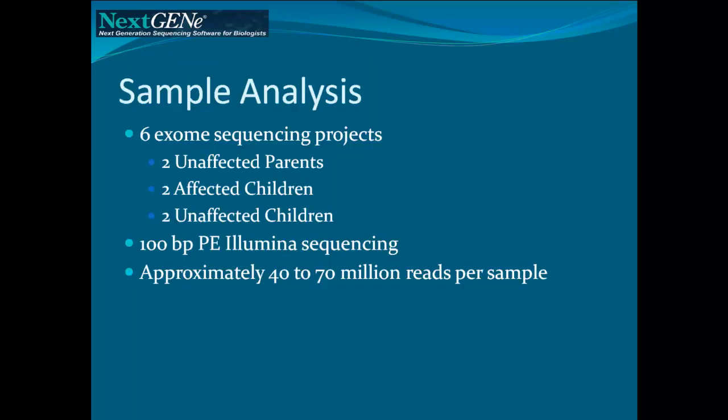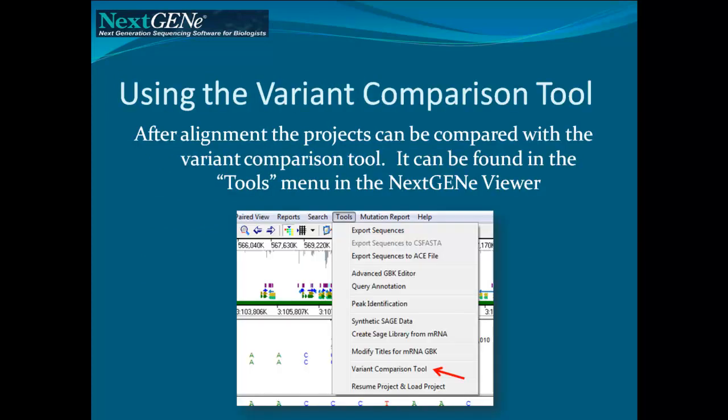In this example analysis, there are 6 exome sequencing projects: 2 unaffected parents, 2 affected children, and 2 unaffected children. Each project has approximately 40 to 70 million 100 base pair paired-end Illumina reads. A compound heterozygous inheritance pattern is expected. After alignment, the projects can be compared using the variant comparison tool, which is found in the Viewer's Tools menu.